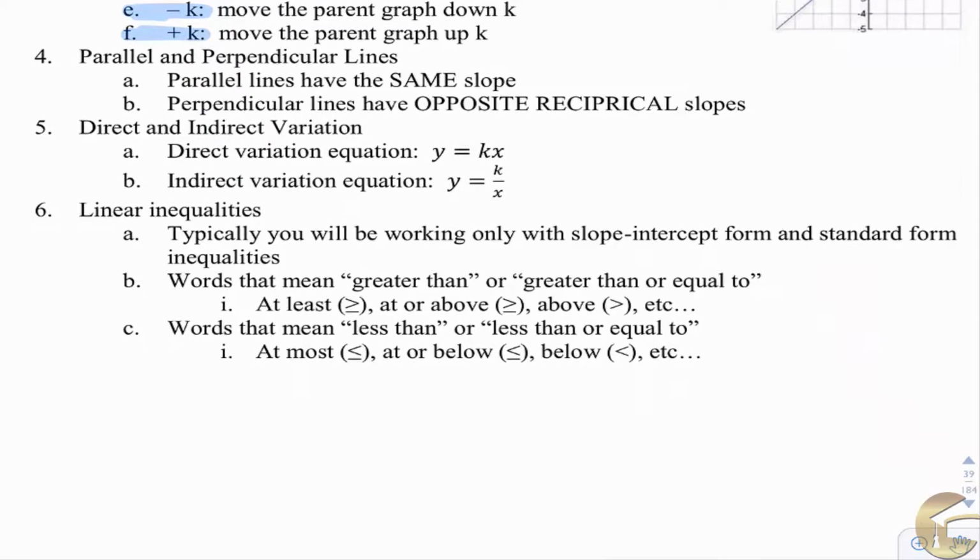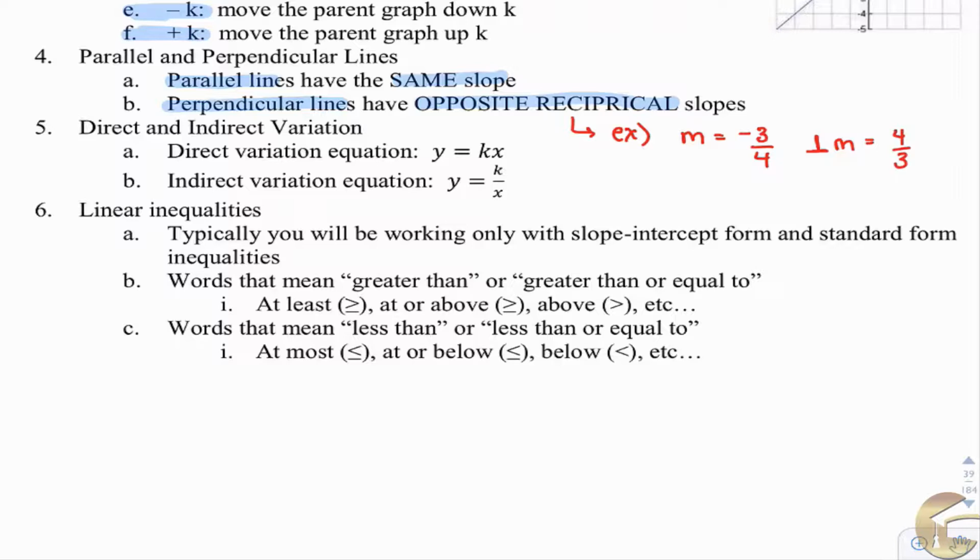Topic 4, parallel and perpendicular lines. Parallel lines, same slope. Perpendicular lines, opposite reciprocal slopes. I hope you know what same means, but for opposite reciprocal, just a quick example. If you had a slope equal to -3/4, then the perpendicular, and this is the geometric symbol for perpendicular, an upside down T like that, the perpendicular slope would be the opposite sign, which would be positive, and the reciprocal flips the fraction, so it would be 4/3.